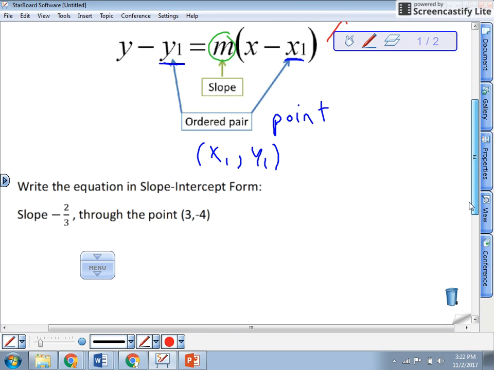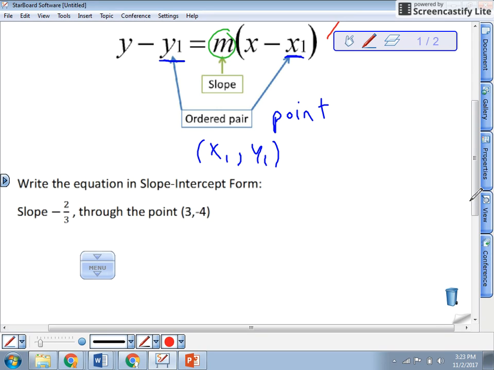So there it is. Write an equation in slope intercept form. If the slope is negative 2/3, there's our slope, and here is our point 3, negative 4. That's your x1, y1. So here we go. Let's plug it in. There's our form up there. You guys can see it.